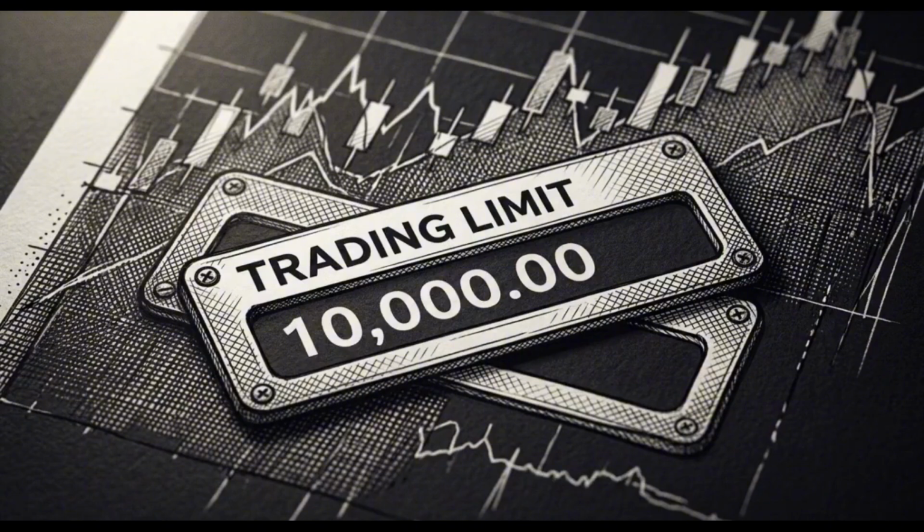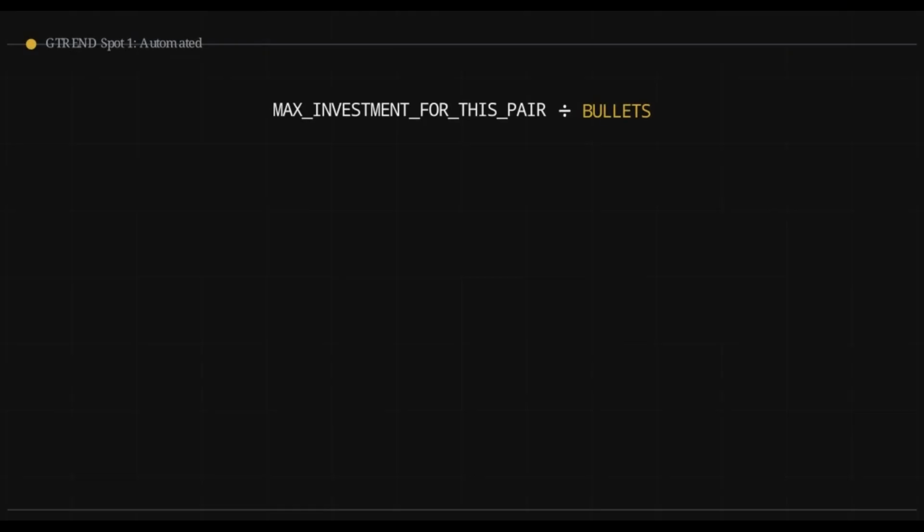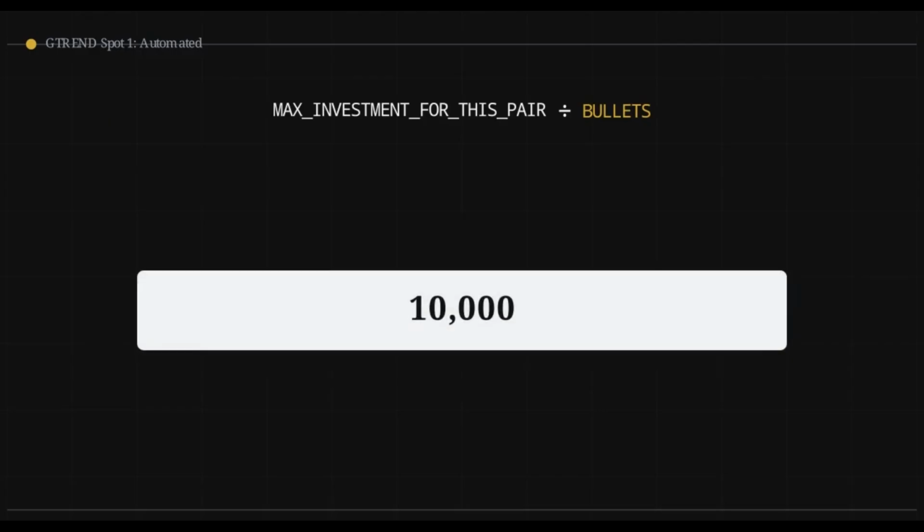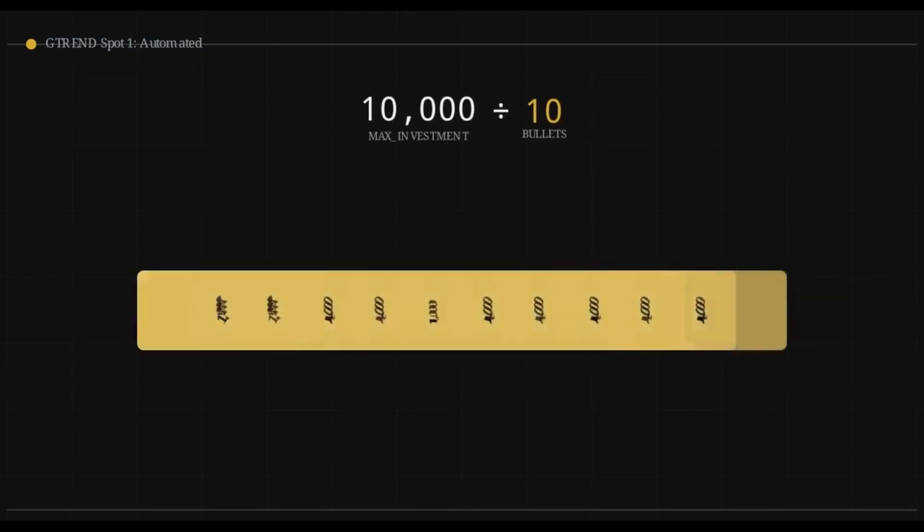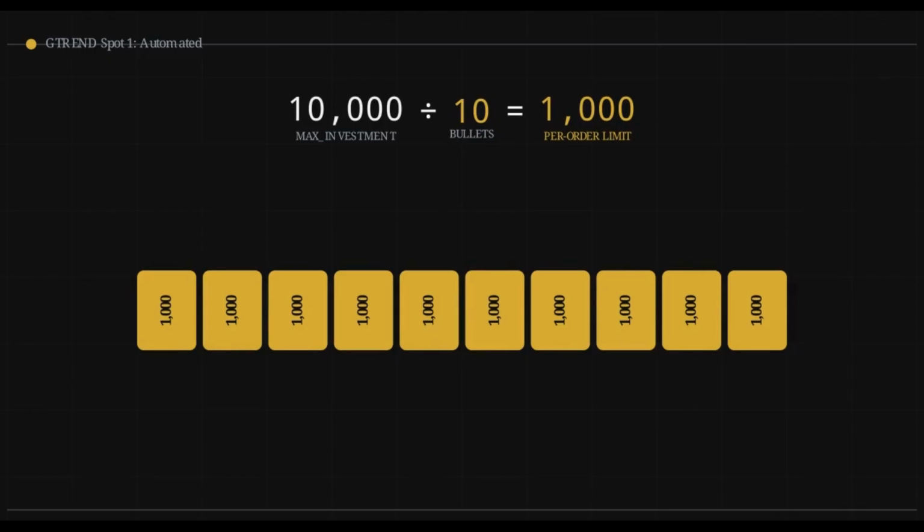The exact per-order trading limit is calculated mechanically. The maximum available investment for the specific pair is divided by the bullets number. This diagram shows a 10,000 unit capital allocation. Divided by a 10 bullet setting, the engine generates 10 distinct 1,000 unit blocks per individual order.